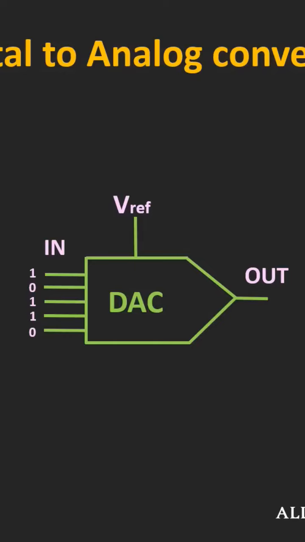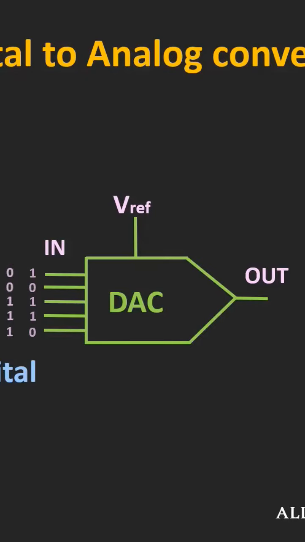And apart from this input and output, the reference voltage is also applied to this DAC. In some DACs, this reference voltage is generated internally, while in some DACs, it is applied externally. This reference voltage decides the maximum output voltage which is possible for the given DAC. Now here, for a particular digital code, we will get a fixed analog output.